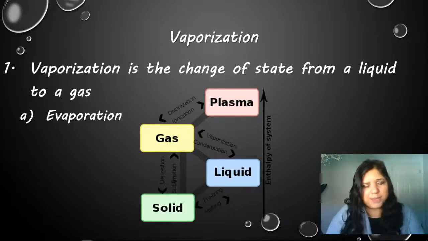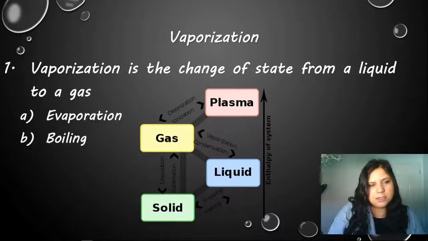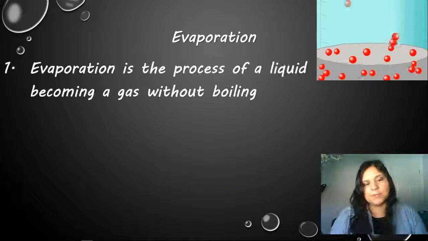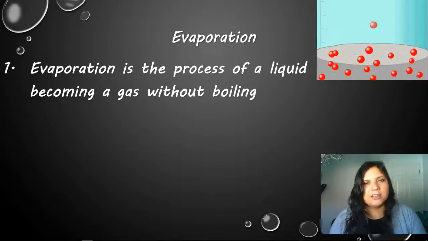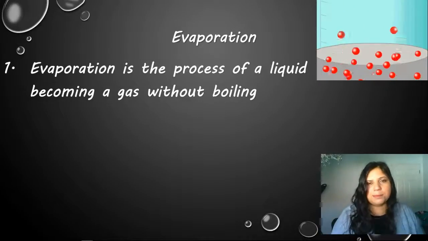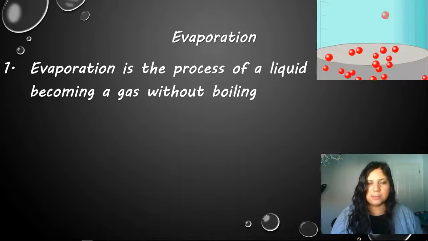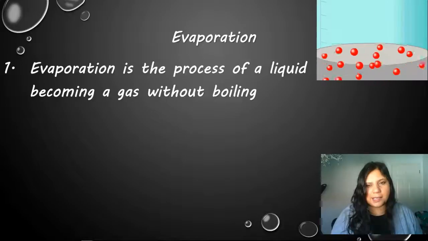There are two types of vaporization. One is evaporation, the other is boiling. We're going to go through each one of those. Okay, we'll start with evaporation. Evaporation is just vaporization at the surface of a liquid. It's what this says here. It's the process of a liquid becoming a gas without boiling.